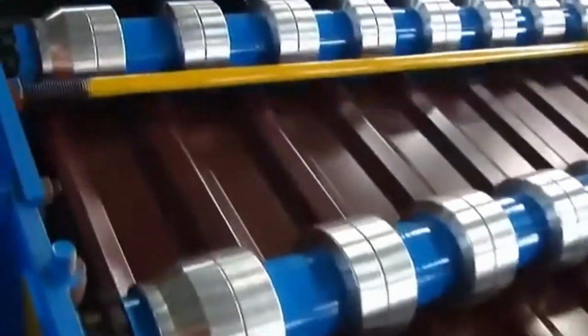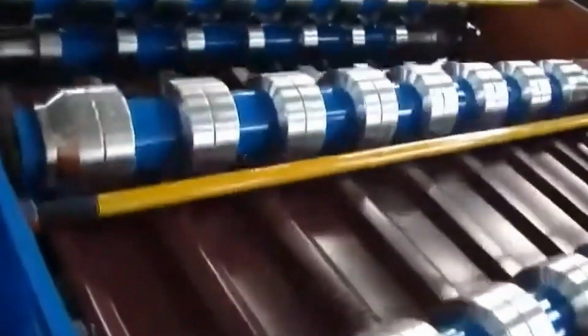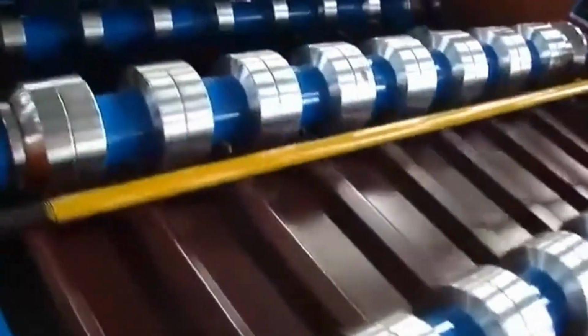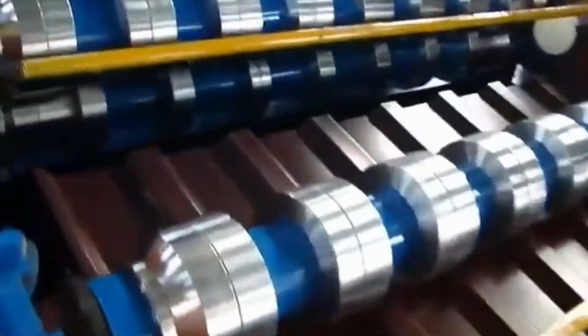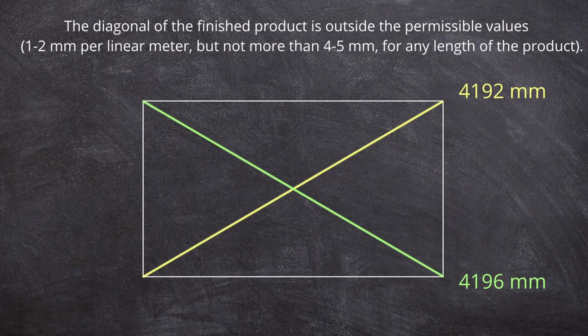As a result, the raw material is subjected to strong multidirectional pulling loads, because each corrugation tries to pull the metal to itself, while the factor of internal stresses in the metal, which are formed during rolling at the metal plant, is also imposed. As a result, the diagonal of the finished product may go beyond the permissible values, 1 to 2 millimeters per linear meter, but not more than 4 to 5 millimeters for any length of the product.